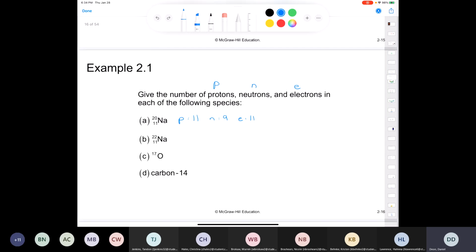All right, if we do sodium 22, it's going to have 11 protons. It's going to have 11 neutrons. And it's going to have 11 electrons. Now notice this one here, it just says oxygen 17, but it doesn't tell us the atomic number. Could anybody tell me where I would go to find the atomic number?